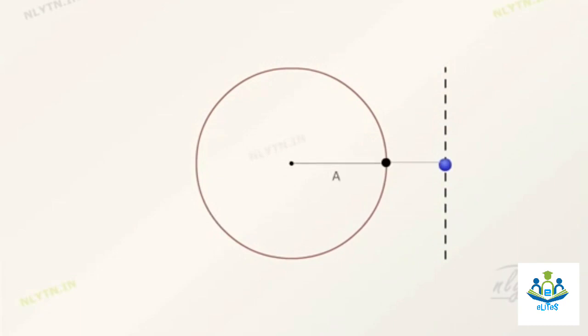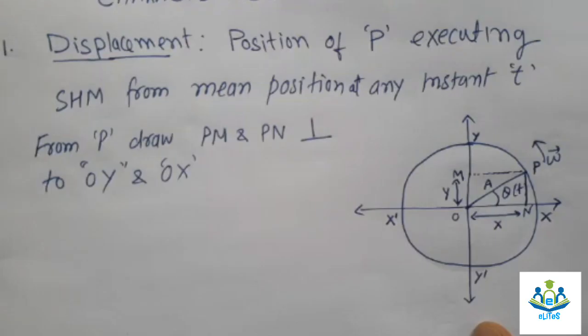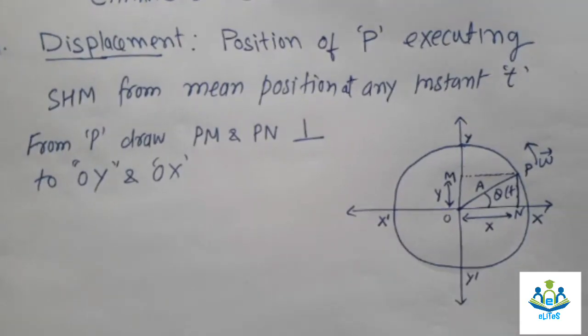Let's go for the characteristics of simple harmonic motion. Let the particle be at P, making angle theta with the x-axis. Let's calculate the displacement, velocity, and acceleration. Okay, let's go for the second part: characteristics of simple harmonic motion.